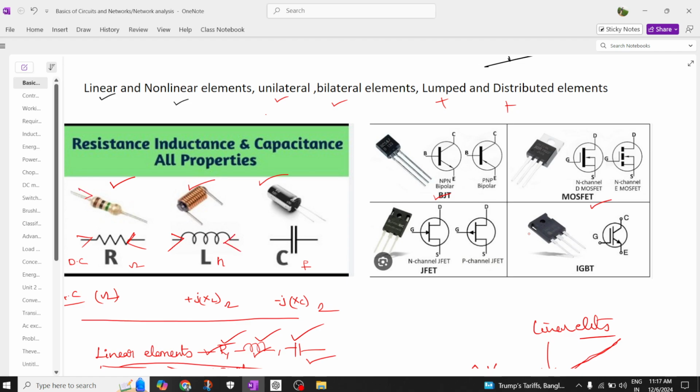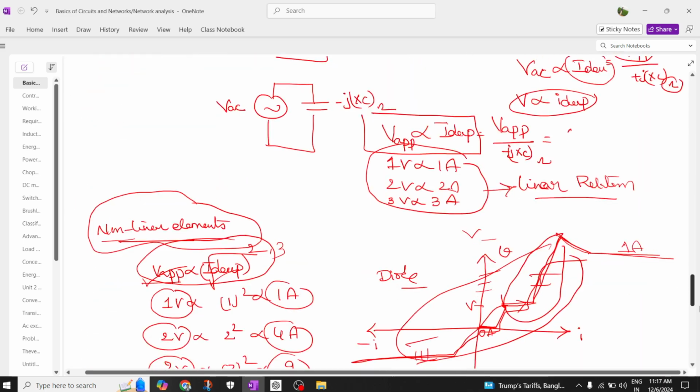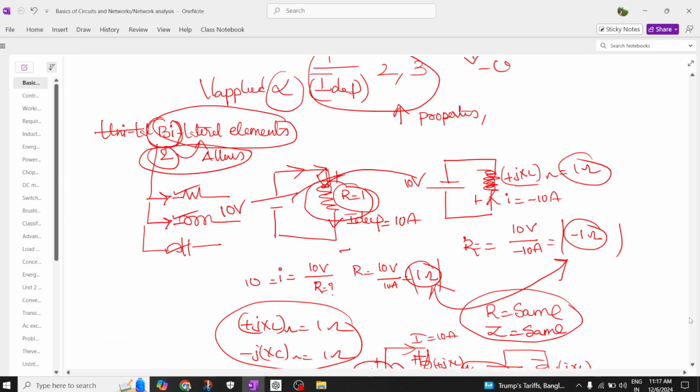So current can flow like this, or current can flow in this direction. It can flow in this direction, or it can flow in this direction. It can flow from this point or this point. Both directions it allows. Therefore RLC are bilateral elements. So this is how to understand the bilateral elements. These elements are generally called electrical elements, and these electrical elements are bilateral in nature.